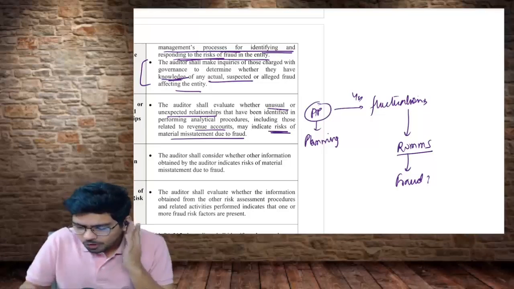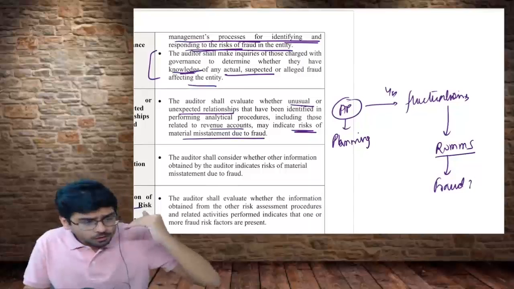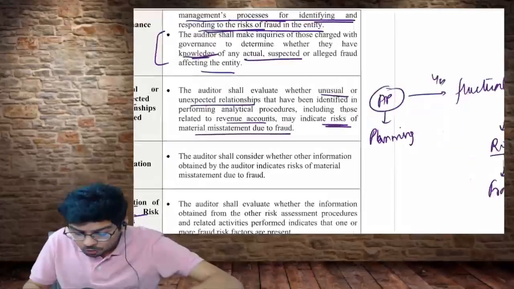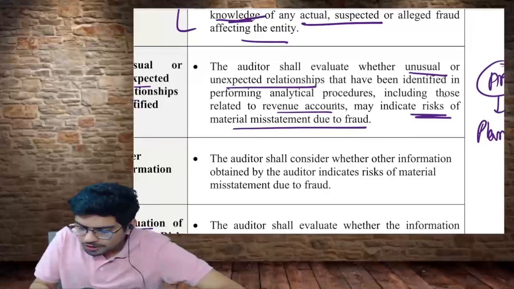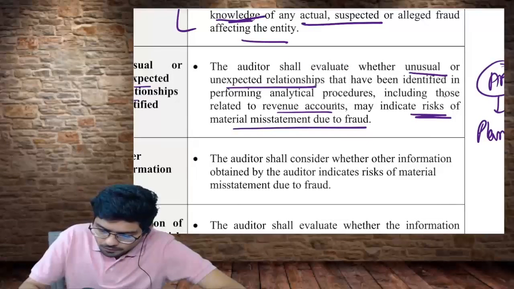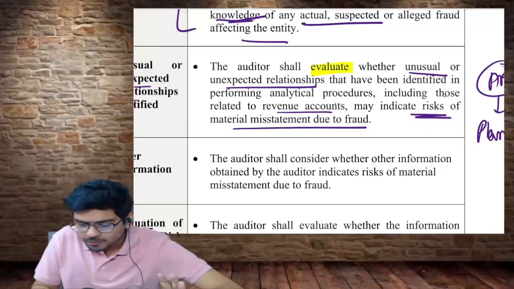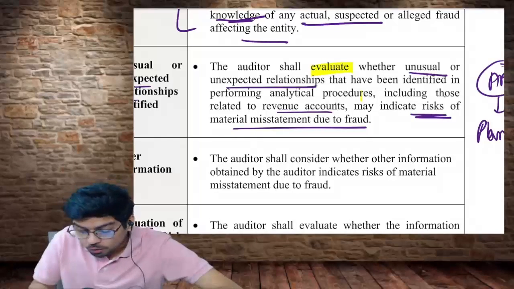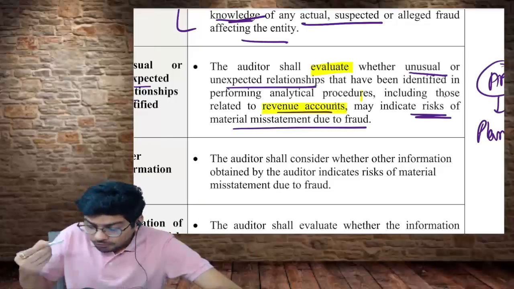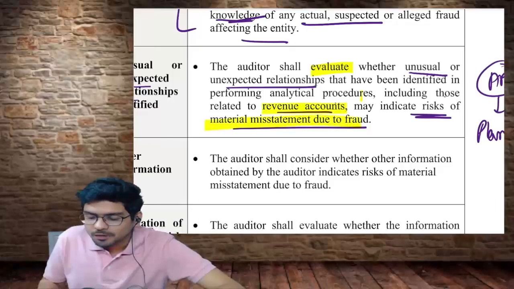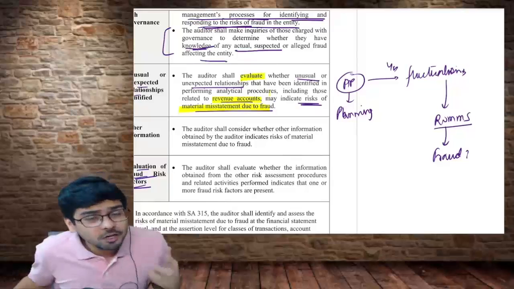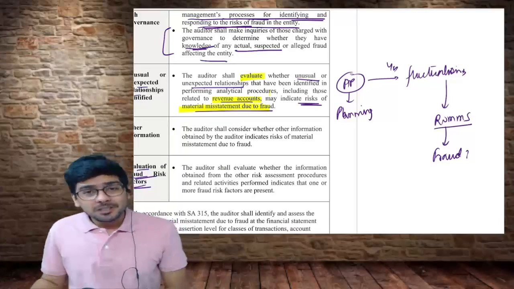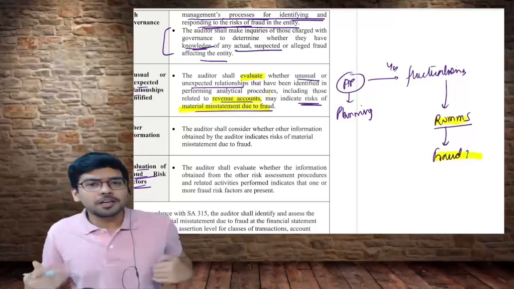Okay, so you all know this, right? That this sequence, you know, that analytical procedure is performed. If there are fluctuations, obviously ROMMS increases, but the auditor needs to assess. Read the line again. He needs to evaluate whether unusual or unexpected relationships that have been identified by performing analytical procedures, including those related to revenue accounts, indicate that yes, the risk of material misstatement is due to fraud. If there are fluctuations in revenue accounts, this might indicate that there are intentional misstatements. That means ROMMS is on account of fraud. He needs to evaluate this.